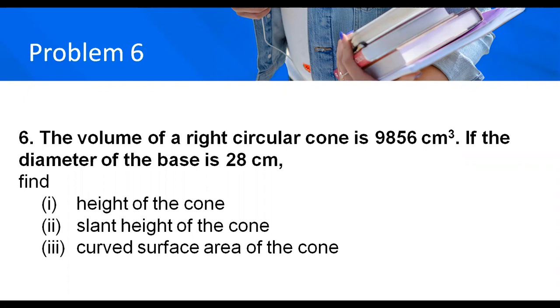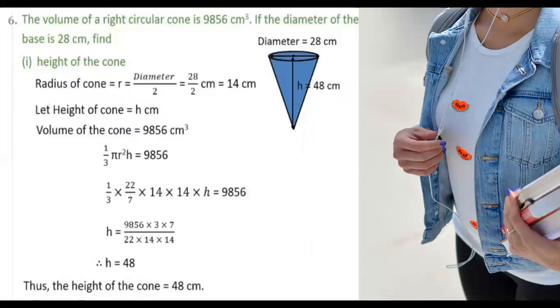If the diameter of the base is 28 centimeters, we need to find the height of the cone, slant height of the cone, and curved surface area of the cone. So here we are given the volume of the right circular cone, which is 9856 centimeter cube, and the diameter of the base of the cone is 28 centimeters.